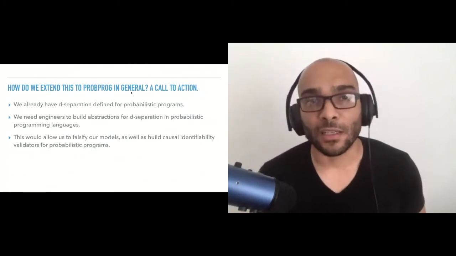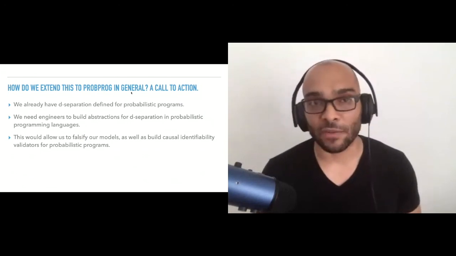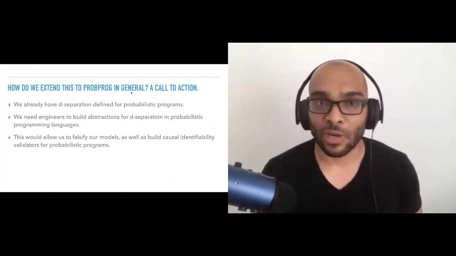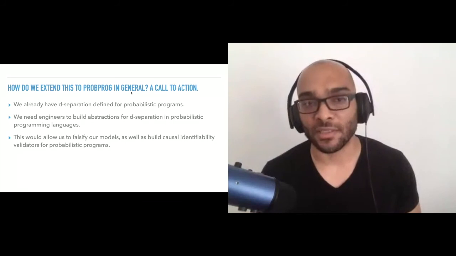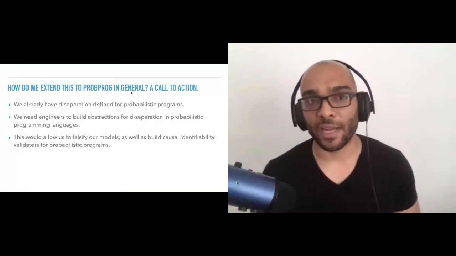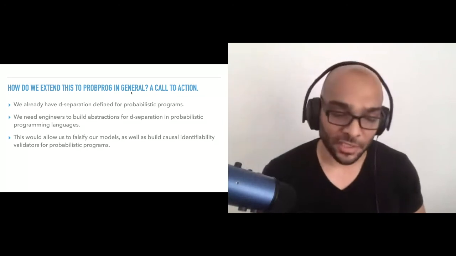So the obvious question here is, this is a closed graph, right? Directed graphical model. How do we extend this to probabilistic programming in general? And I opened this up as a call to action. So we have seen work, particularly by Thomas Eichhardt at Stanford, for how we define D-separation on a probabilistic program. If we get D-separation, we can do some great things.